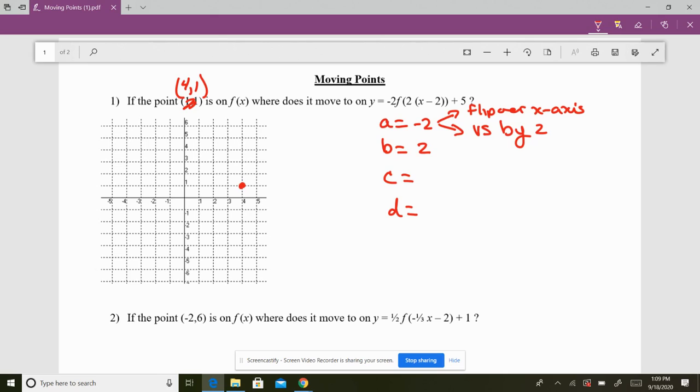Okay, what's my B? Two, which does a horizontal stretch by 1/2, exactly. C is 2, which means we go right. C, that's H, sorry, and that would be K, not D. And K is +5, so we go up. Okay, there we go.